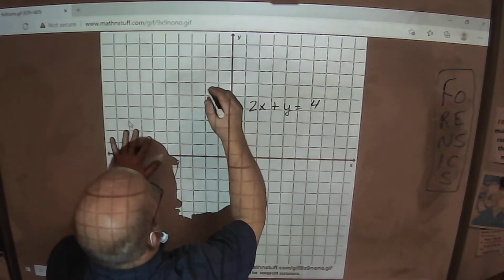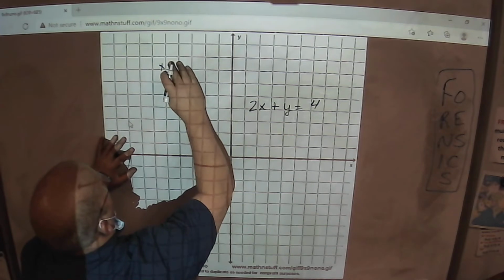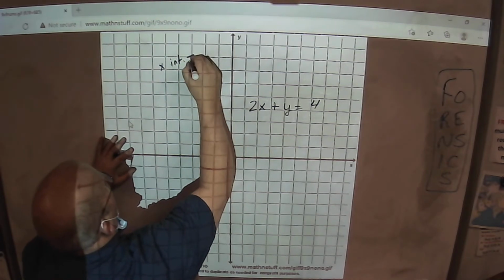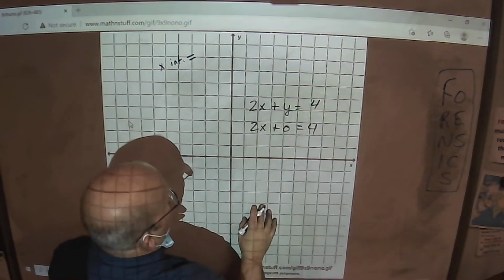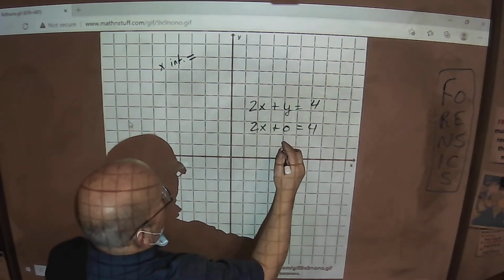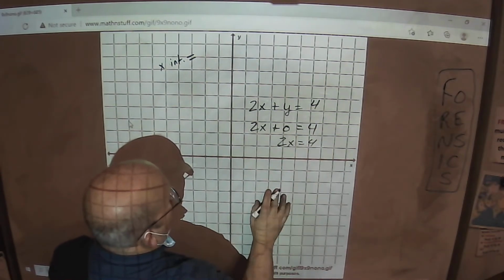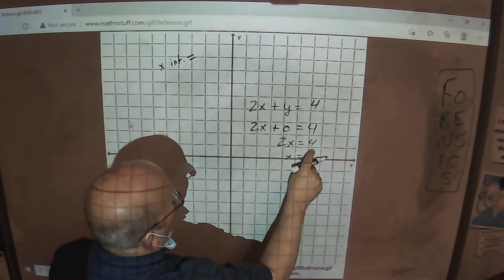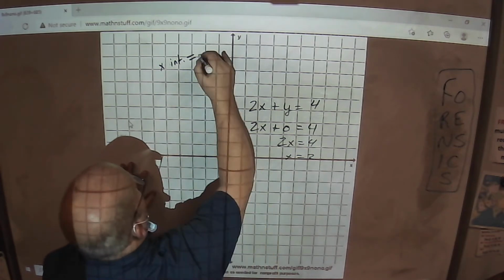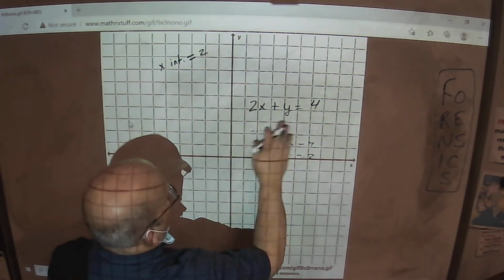So if I want to find the x-intercept, the first thing I do is I make the y into 0. Isn't 2x plus 0 equal to 2x? And doesn't x have to be 2 in this case? Because 2 times 2 is 4? You bet. So my x-intercept is 2.